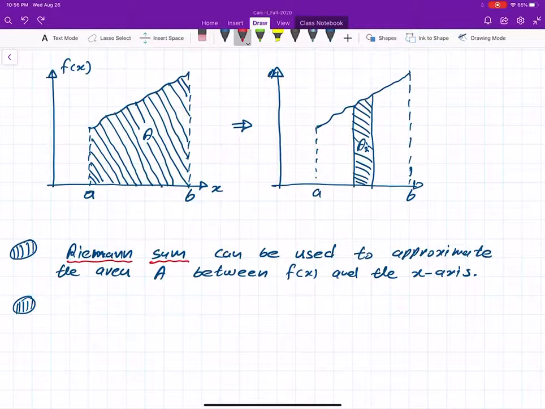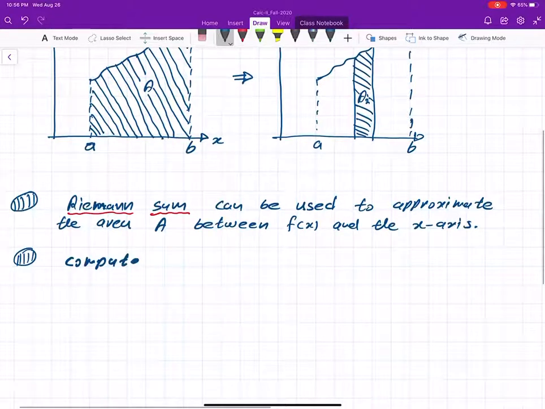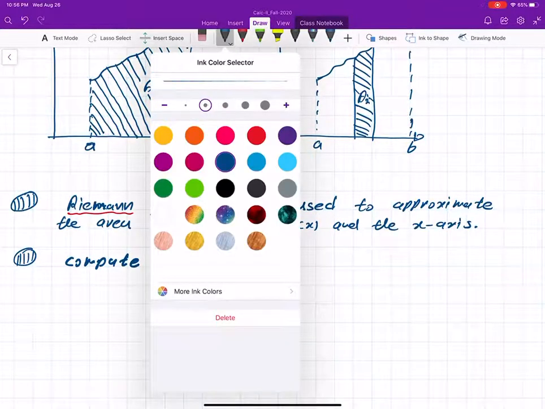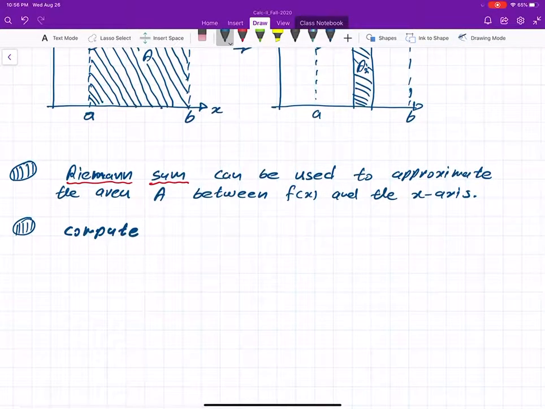All right, let me redo that. Good. Go forward and compute Ai by treating Ai as a rectangle.